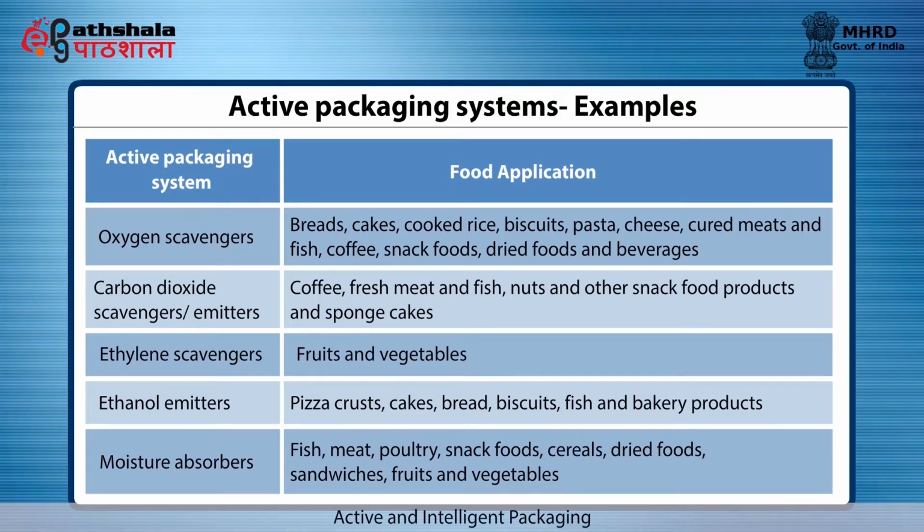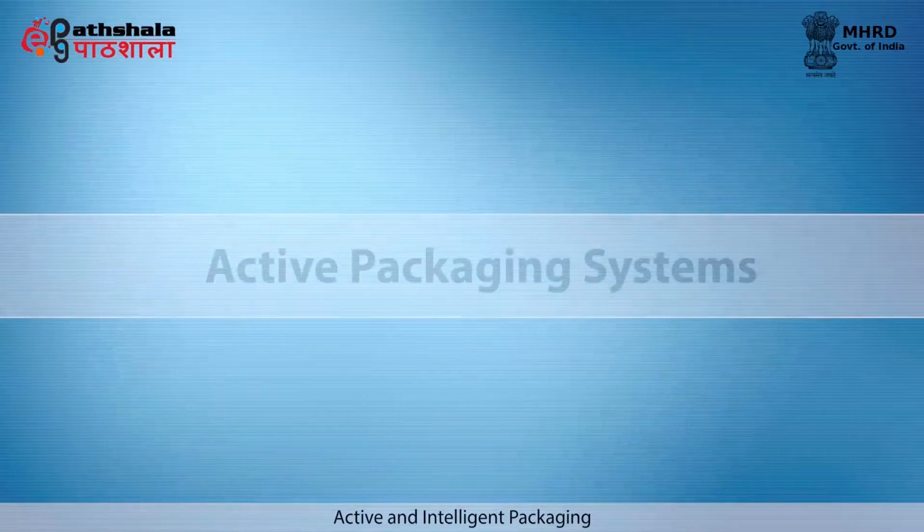Taking carbon dioxide scavengers, we see coffee, fresh meat and fish, nuts and other snack food products and sponge cakes. For ethylene scavengers, fruits and vegetables can be used. Ethanol emitters can be used for pizza, cakes, bread, biscuits, fish and bakery products. The moisture absorbers are used for fish, meat, poultry, snack foods, cereals, dry fruits, sandwiches, fruits and vegetables.